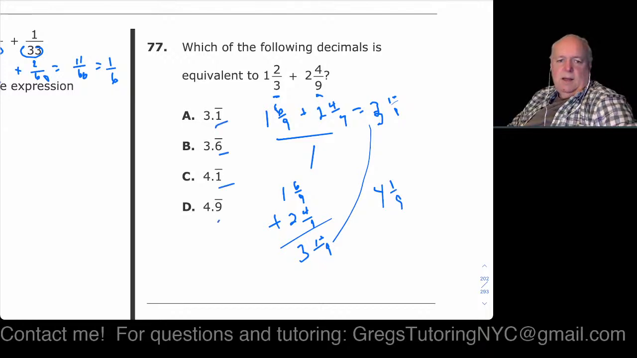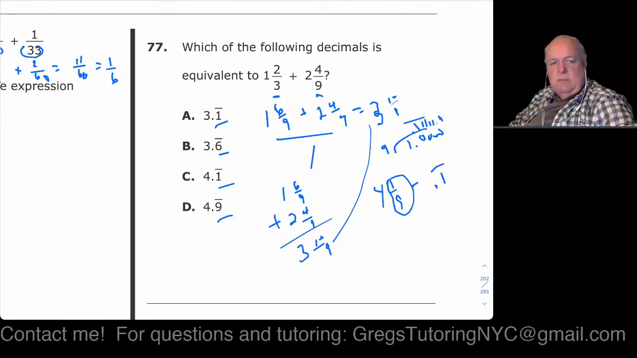Okay? 1/9, if you want, you can take 9 and divide it into 1. And if you keep going, you're going to get 0.1111111. So you guys should know automatically, just like your multiplication table, that 1/9 is 0.1 bar. Okay, you should all know that. So you should also know that 3.6 bar means 3 6/9. Okay, 3.1 bar is 3 1/9, and 4.1 bar is 4 1/9. So that was the answer.